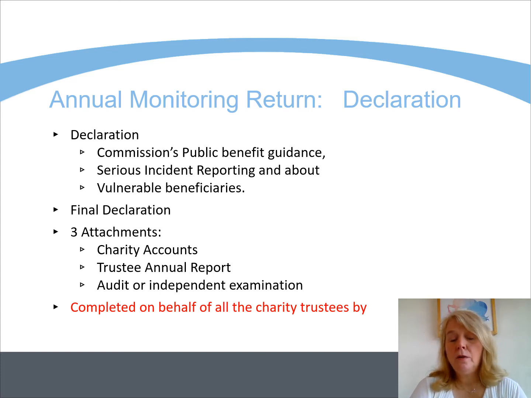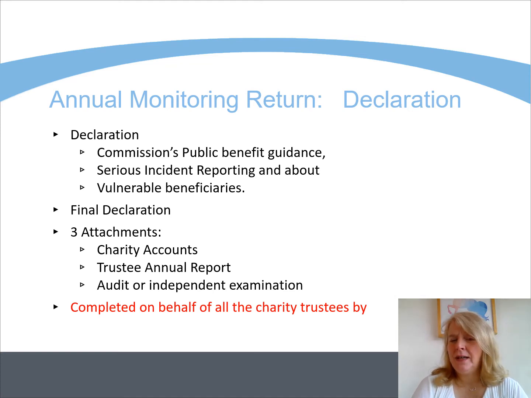So, annual monitoring return declaration. You have 3 declarations. You have to declare that you've read the Commission's public benefit guidance, and all trustees should have read and had regard to this guidance. And really that's where you're looking at what your charitable purposes are and what benefits flow from your charitable purposes.